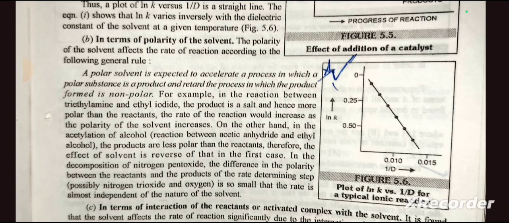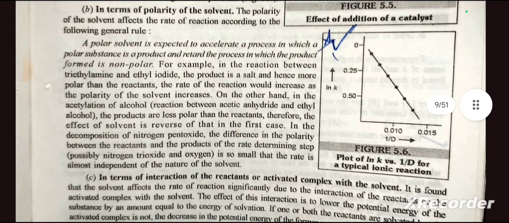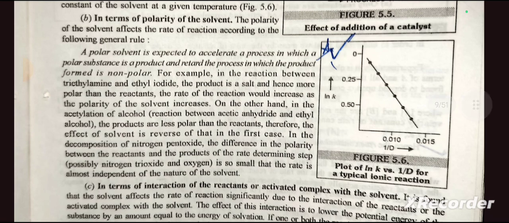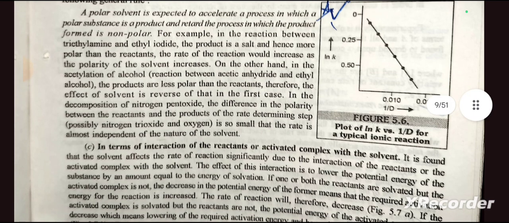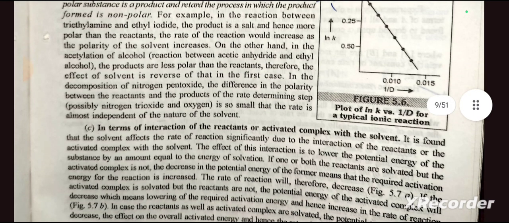B. In terms of polarity of the solvent, the polarity of the solvent affects the rate of reaction according to the following general rules. A polar solvent is expected to accelerate a process in which a polar substance is a product and retard the process in which the product formed is nonpolar. On the other hand, in the reaction between acetic anhydride and ethyl alcohol, the products are less polar than the reactants.